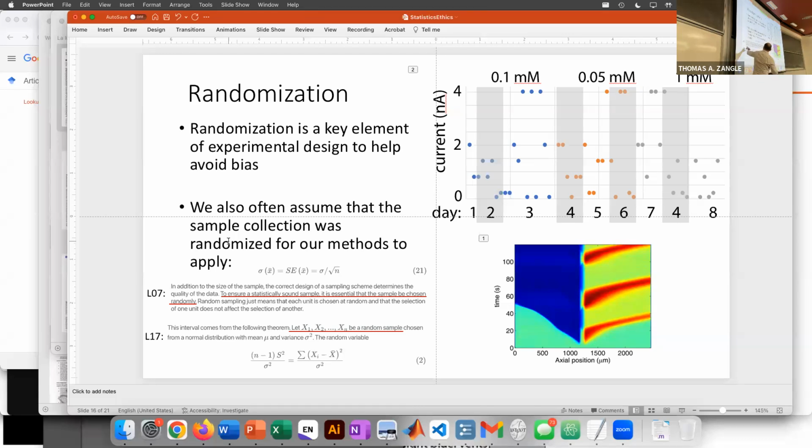In lecture 7, we said that to ensure a statistically sound sample, it's essential that the sample be chosen randomly. It means that each unit is chosen at random. The selection of one unit does not affect the selection of the other. And down here in lecture 17, we also said that there had to be a random sample, but in general, for almost every type of analysis that we did, we assumed that the sampling was done randomly. So it's implied in our methods, and that means it should be built into your experiment design wherever and whenever possible.